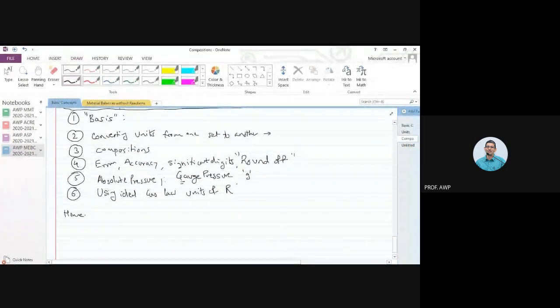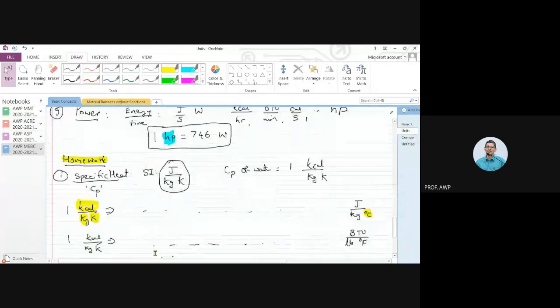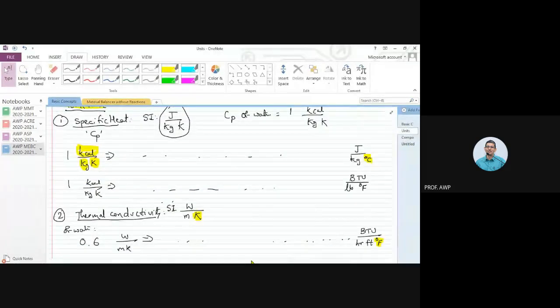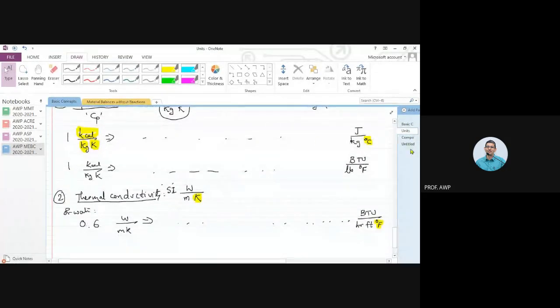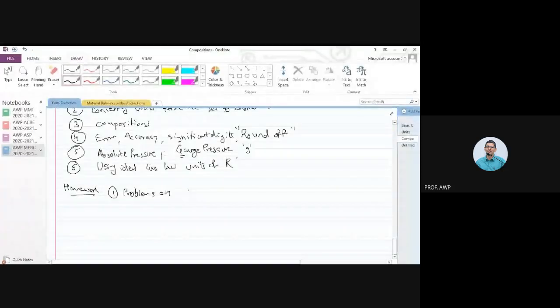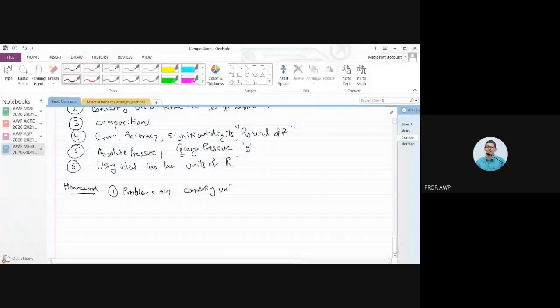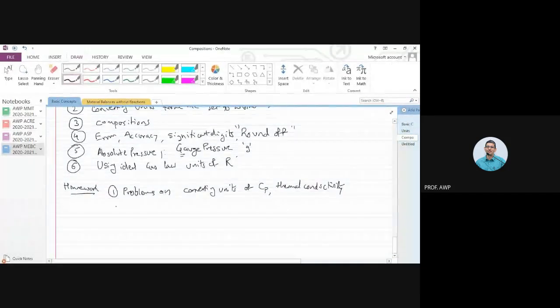Of course, homework is there. I gave you this homework, converting units for specific heat and thermal conductivity. These two homework problems are there. Do them. Okay.